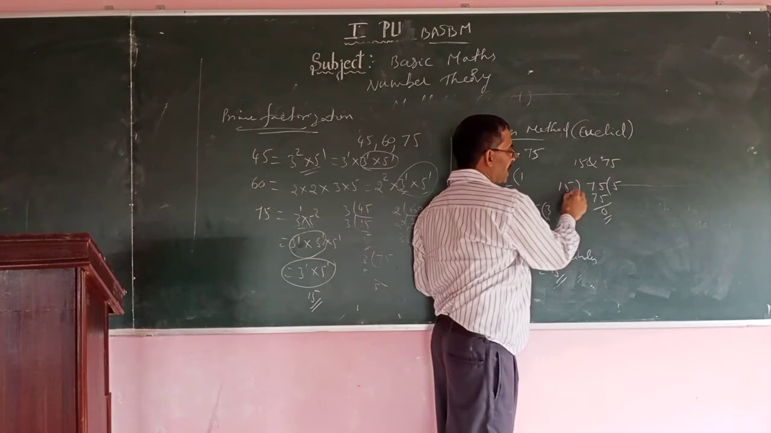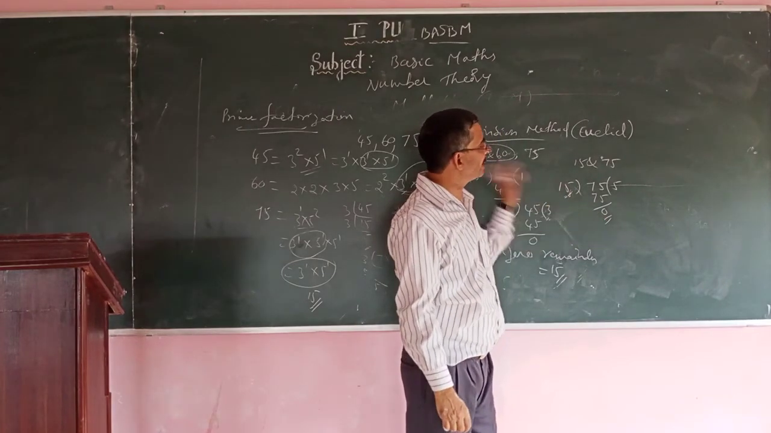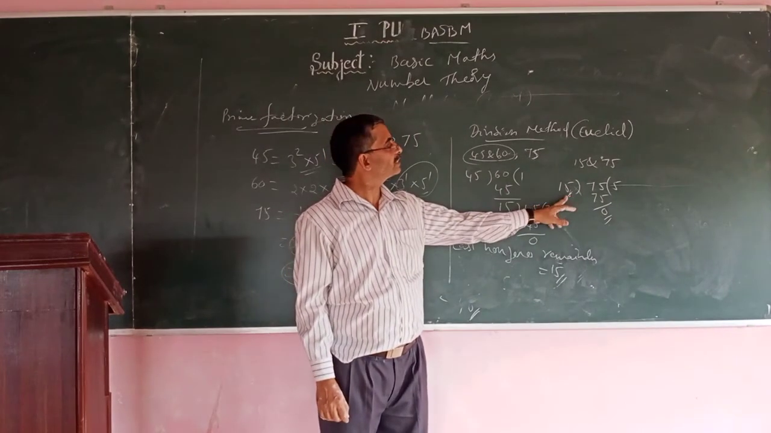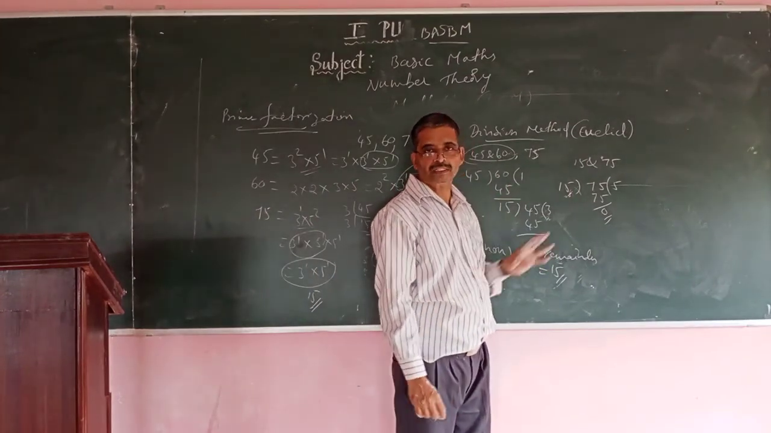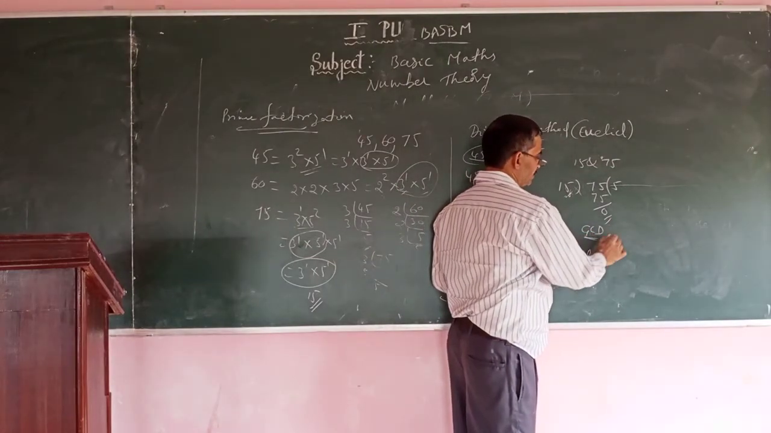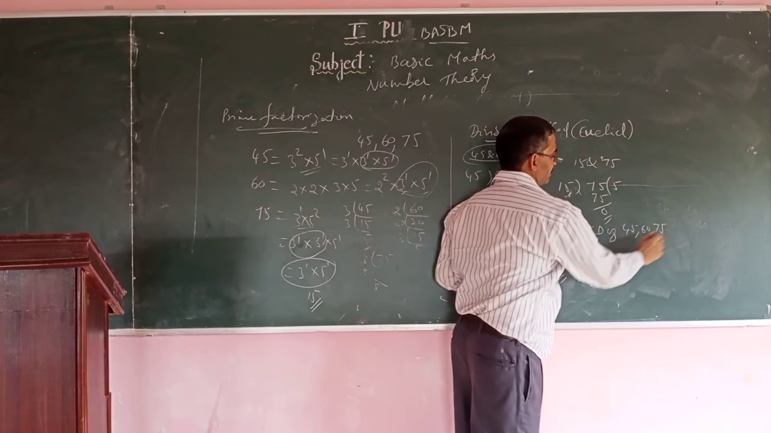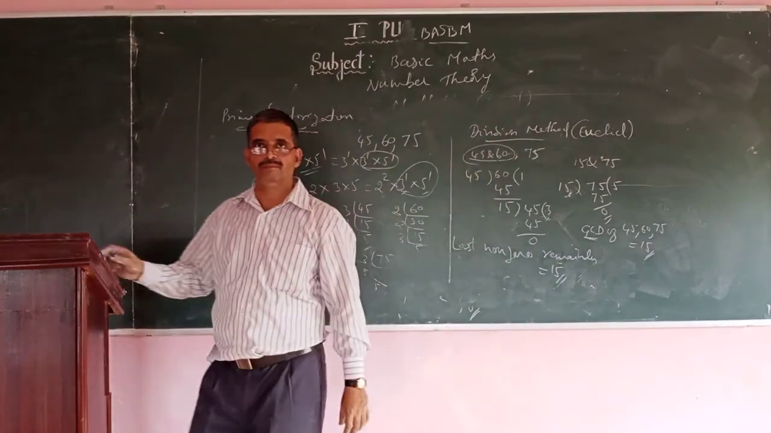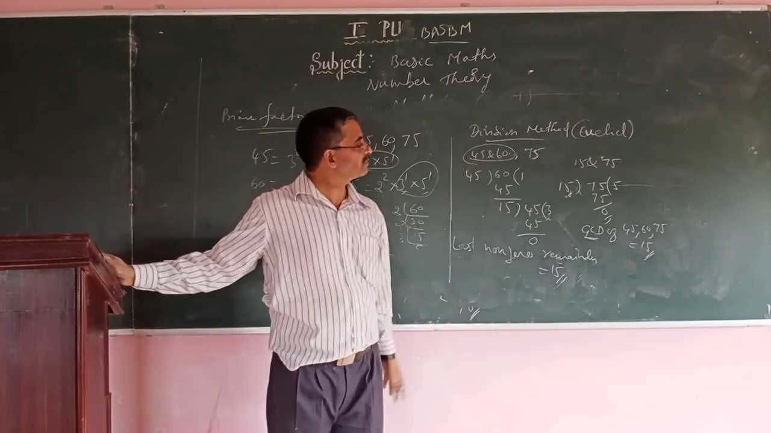75, remainder 0. Last non-zero remainder you have to take, 15 only, because this is 0 remainder. Before that, whatever value. 15 and 75, that is 15. So GCD of three numbers is also 15 here. GCD of three numbers 45, 60, 75 is 15. 15 into 3 is 45, 15 into 4 is 60, 15 into 5 is 75.